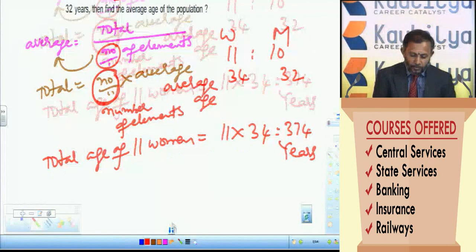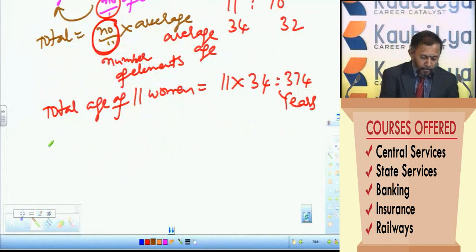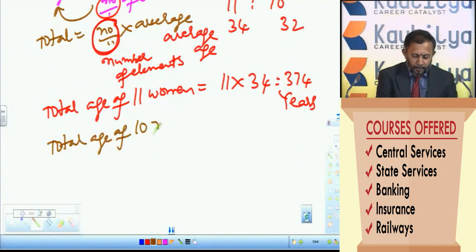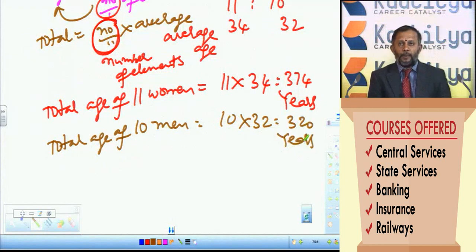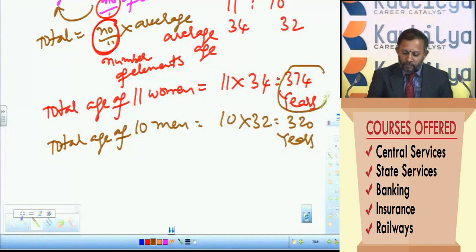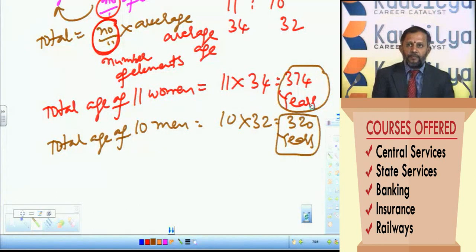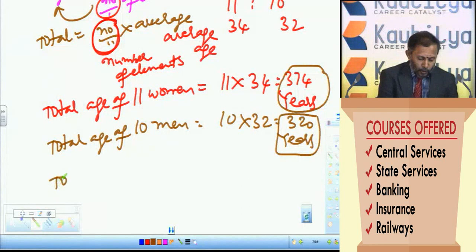Next step, the total age of 10 male candidates: number of male candidates 10 and their average is 32, so number into average, total 320 years, that is the total age of male members. So what you have to observe is 374 is the total of female members and 320 is the total of male members.